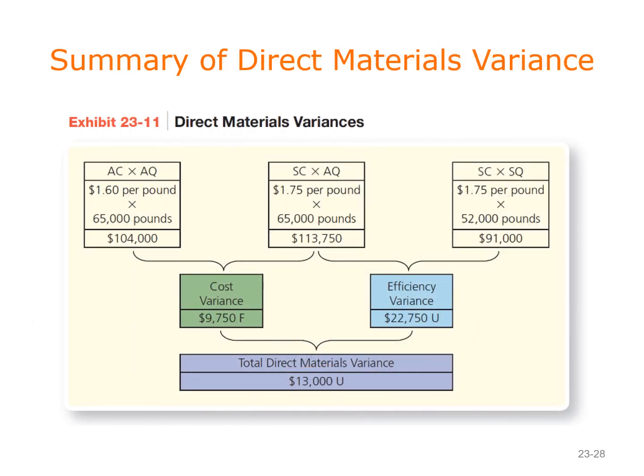This slide is giving me a summary of the direct material variance. As you can see here, actual cost multiplied by actual quantity is the actual amount that we paid. This is the standard cost multiplied by actual quantity. This is the standard cost multiplied by standard quantity, and the difference here is a cost variance. There is an efficiency variance, and both are the total direct material variance.